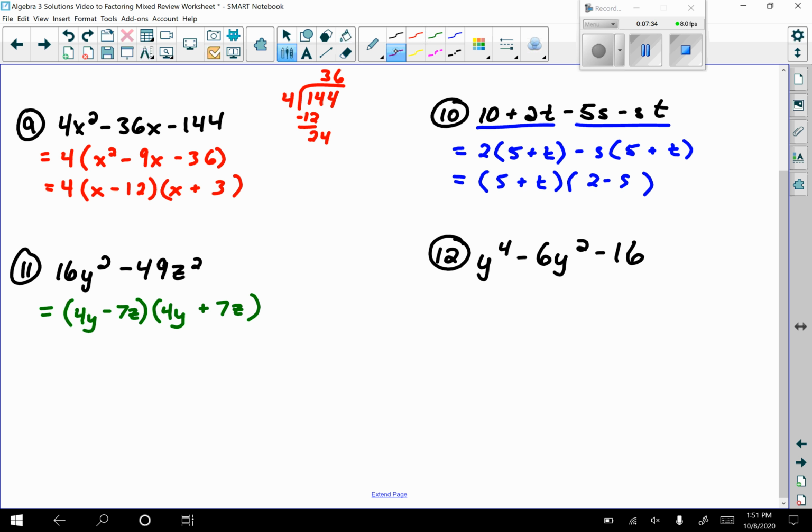All right, for number 12, again, nothing to factor out. Now, even though we do have a y to the fourth, that's okay. As long as the middle exponent is half of it, this can work. So I want to factor y to the fourth and y squared. That's how we're going to get the y squared in the middle.